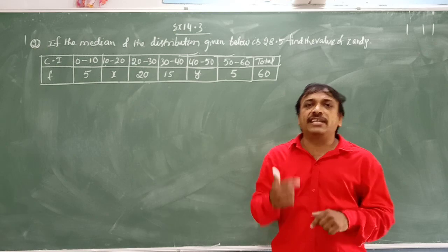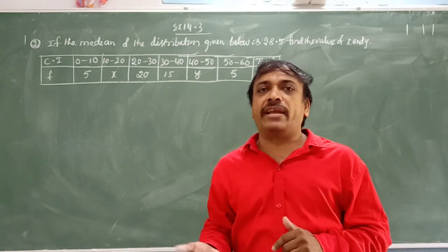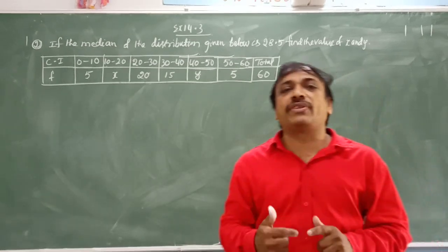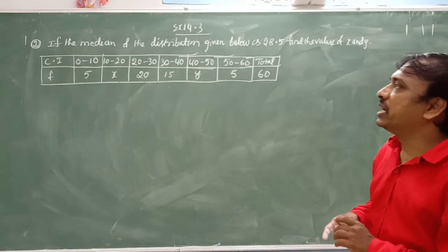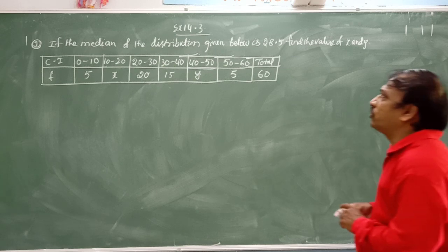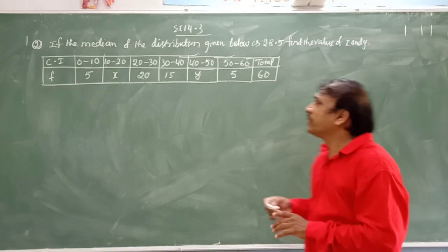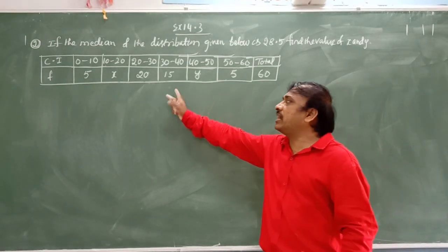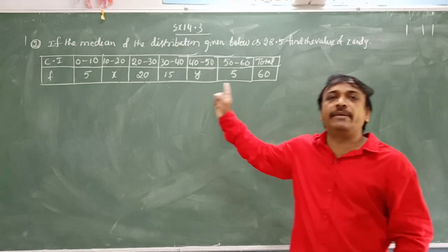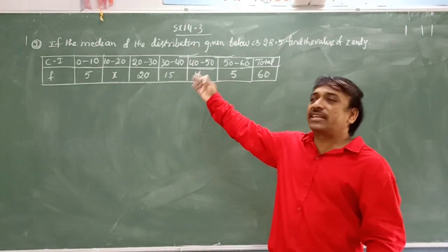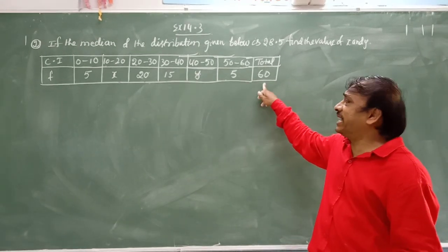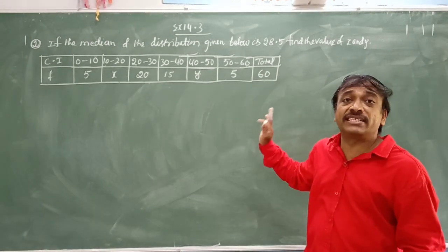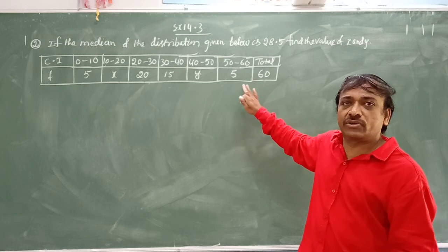Now in the same exercise 14.3 we have one question, question number 2, finding the missing frequency if the median is given. Look at the board. If the median of the distribution given below is 28.5, find the values of x and y, where x and y are nothing but the missing frequencies in the table. Class intervals are given. Frequency total is 60. Observe the question carefully.